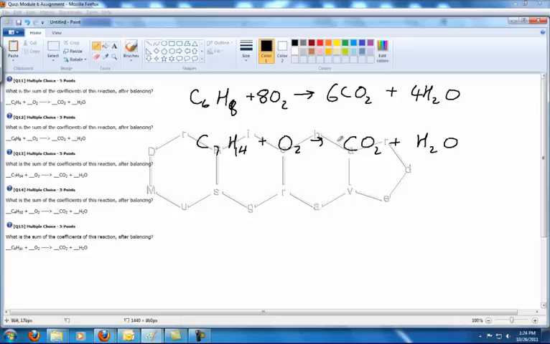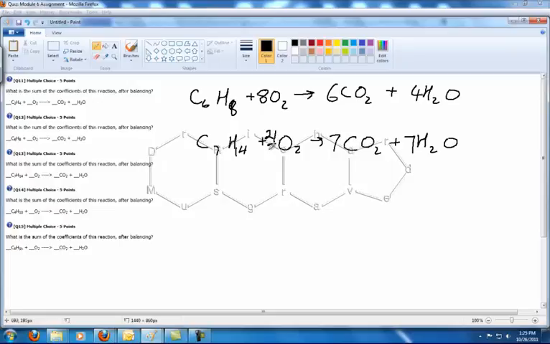First thing I'll do, I'll balance out the carbons. I've got 7 carbons here, 7 carbons here. I've got 14 here, so that means I'll put a 7 in front of here. Now that gives me 14. Now let's look at the oxygens. I've got a total of 14 here plus 7, that's 21. So I've got 21 oxygens over there.